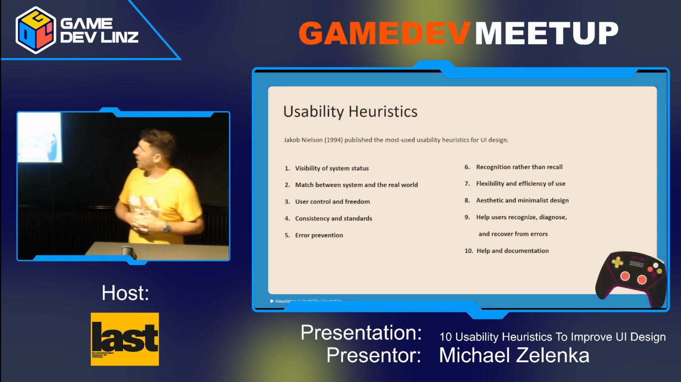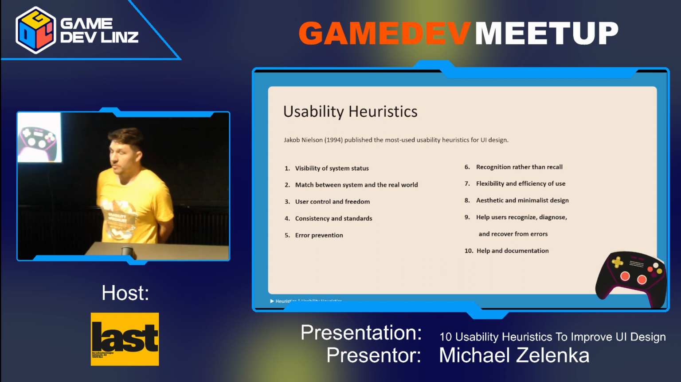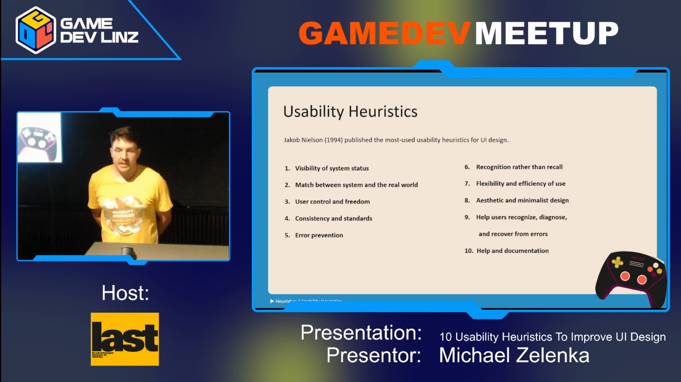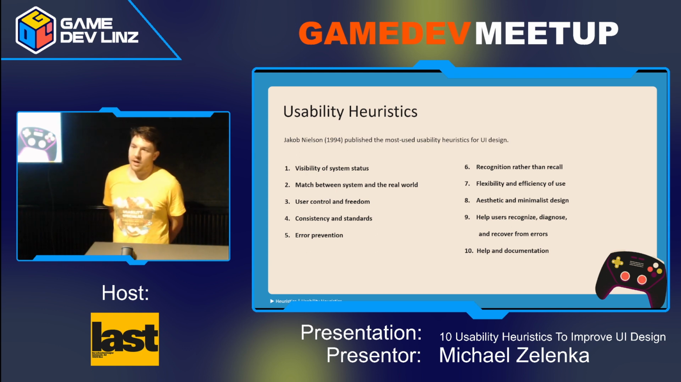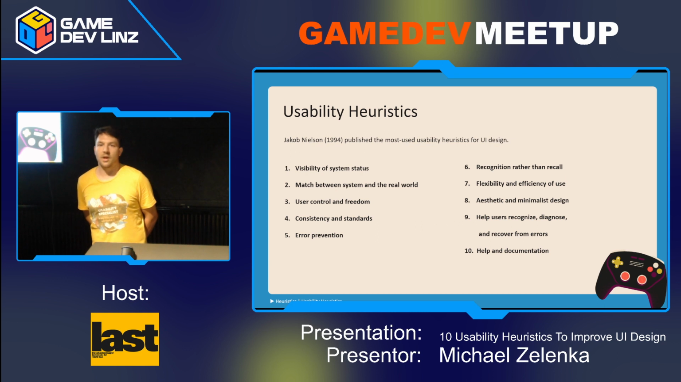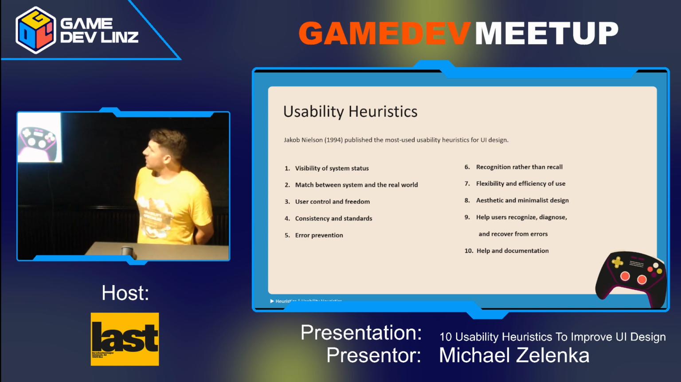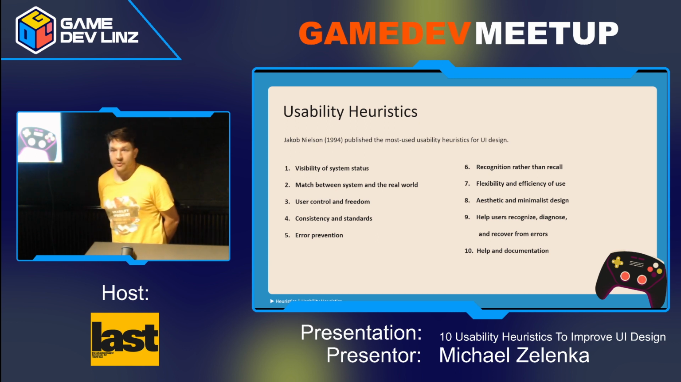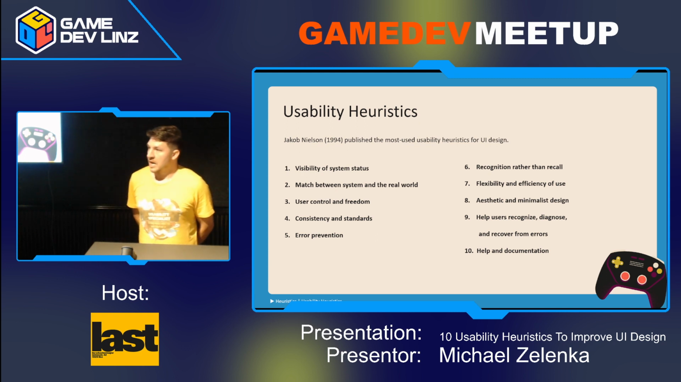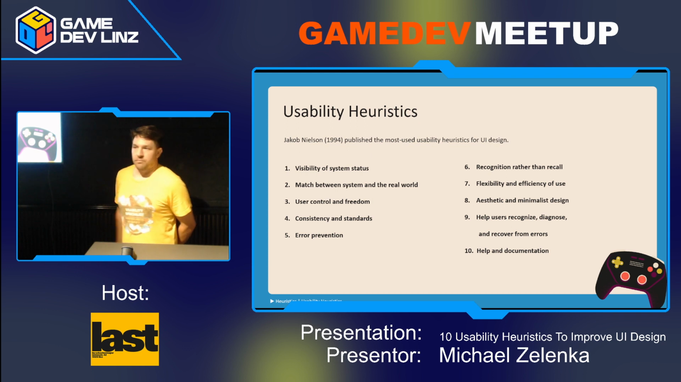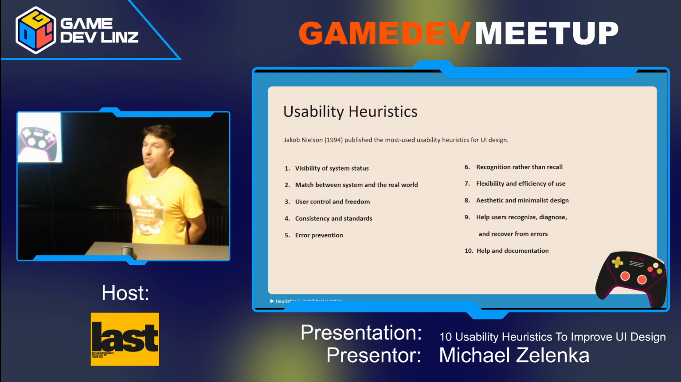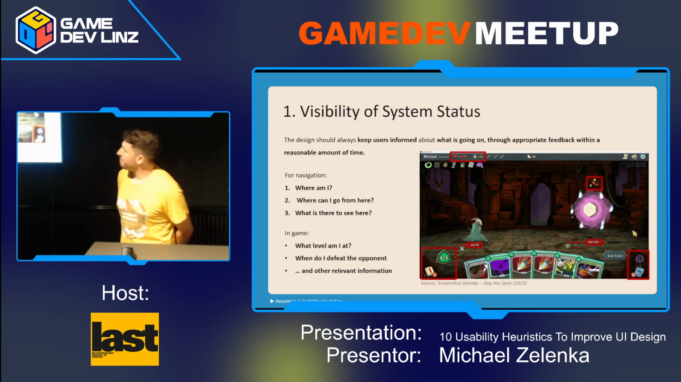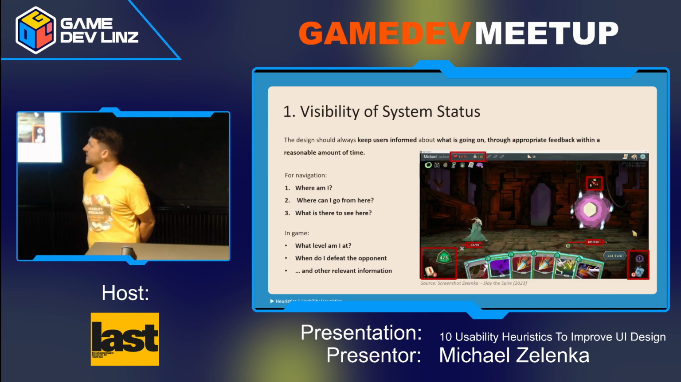Today I'm talking about the 10 usability heuristics from Nielsen. There are a lot of other heuristics, but those 10 are probably the most popular. You can use them on any system, so it doesn't have to be a game. You can use it for any UI, like also for websites. The first one is visibility of system status.